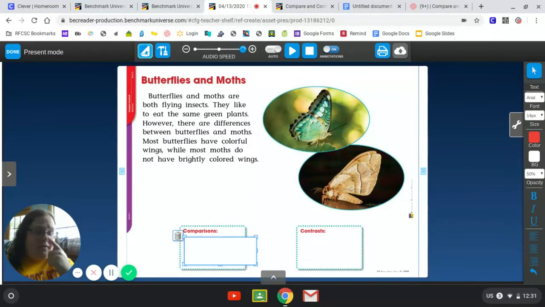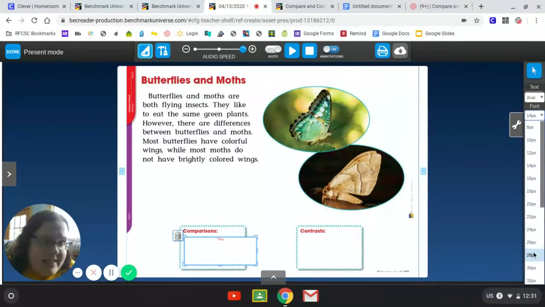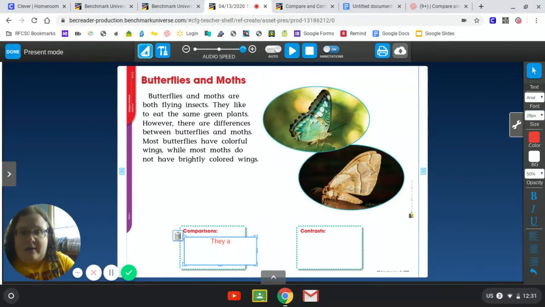Well, if you said they are both flying insects, you are correct. Oh, that is so small. Let's make it bigger. Let's see. They are both flying insects. Okay. What's another way that they are alike? How else can we compare them? Well, they eat the same green plants.